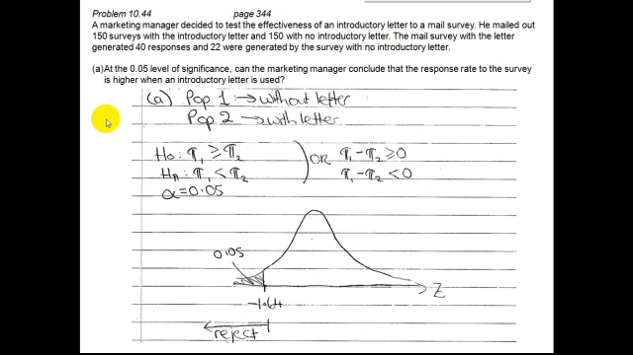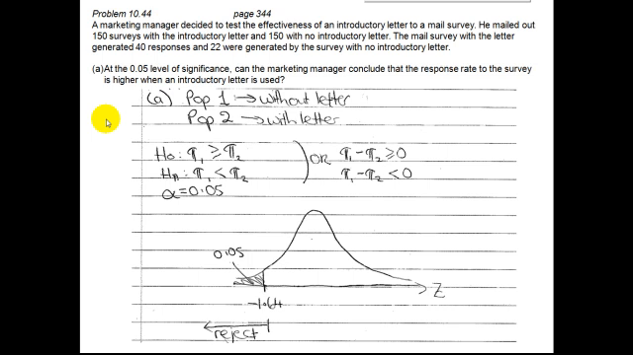So I'm going to make population 1 without the introductory letter and population 2 with an introductory letter. Now, because we're trying to see if it's higher when we have the letter, we're trying to see whether the proportion for population 2 is larger than the proportion for population 1. Now, of course, our research question, our hypothesis of change, is the alternative hypothesis. So in the alternative, we're trying to see if population proportion 2 is higher than population proportion 1. We're trying to decide if the proportion with a letter is higher than without a letter.